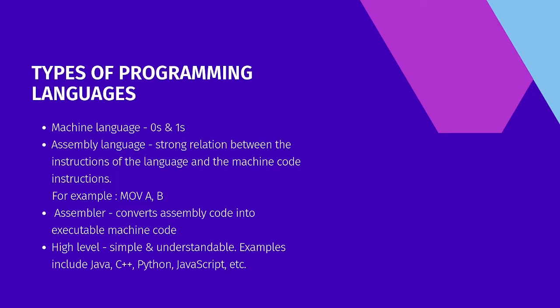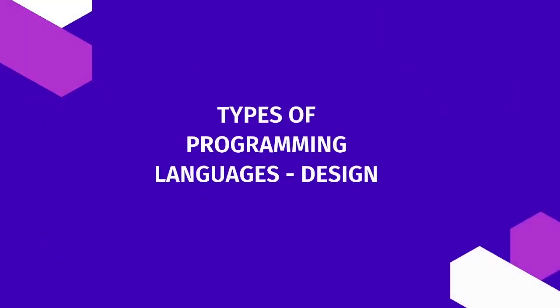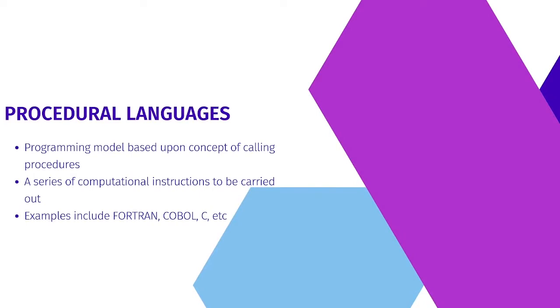Now let's talk about the types of programming languages based on the way in which they are designed. So first we have procedural languages. It is the programming model based upon the concept of calling procedures. Procedures are also known as routines or functions, simply consist of a series of computational instructions to be carried out. During a program's execution, any given procedure might be called at any given point. Some examples include Fortran, COBOL, C, etc.